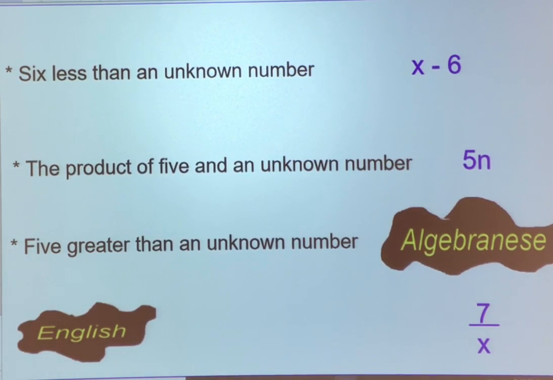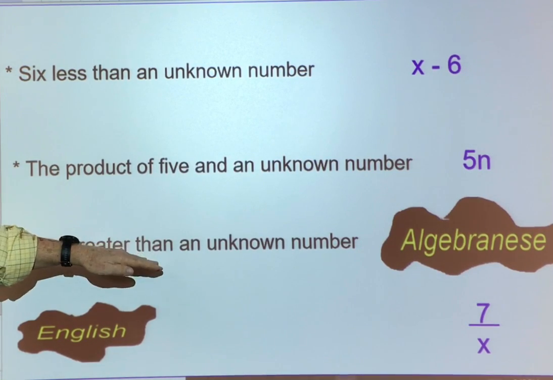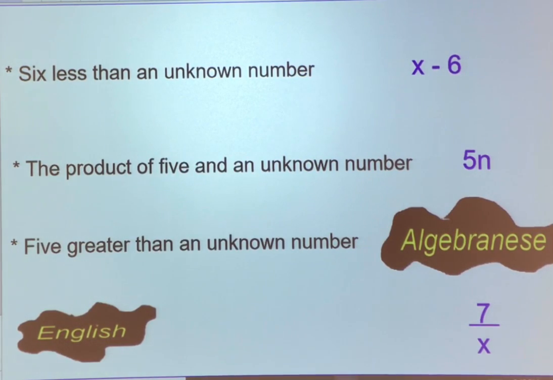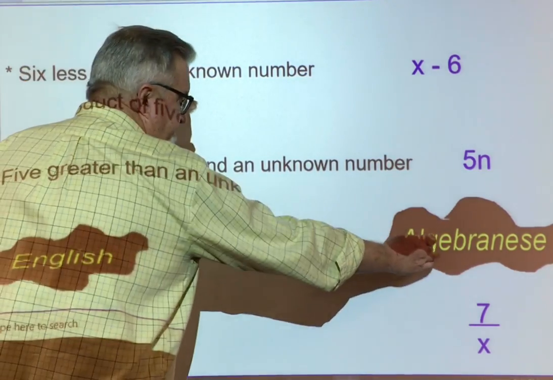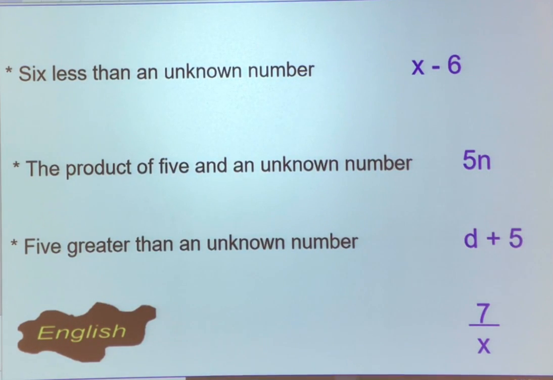Okay? Next we have an English phrase. It says 5 greater than an unknown number. Just like up here when it said 6 less than, this is saying 5 greater than. That means there's something that we're adding 5 to. What are we adding 5 to? An unknown number. So whatever we choose as a variable is going to be our variable plus 5. Okay? They said d plus 5.